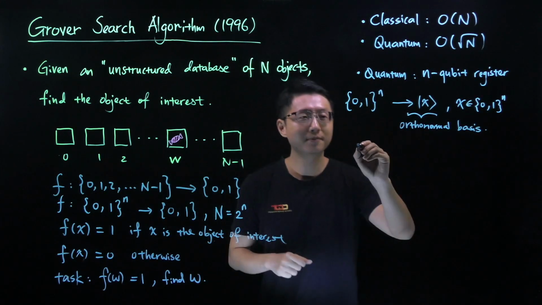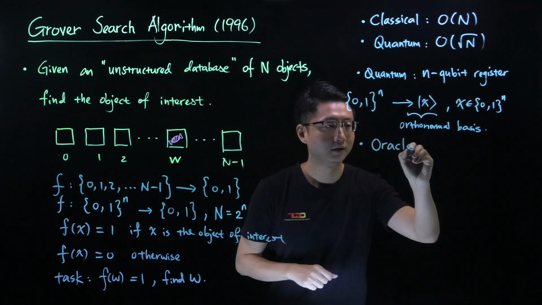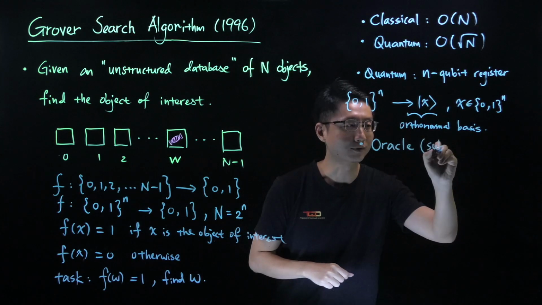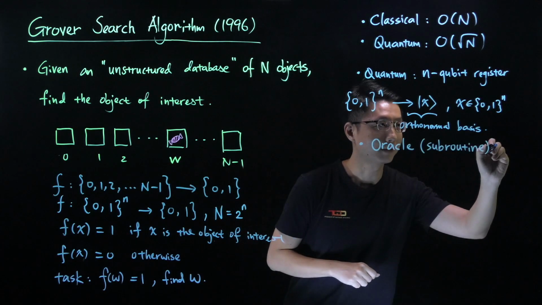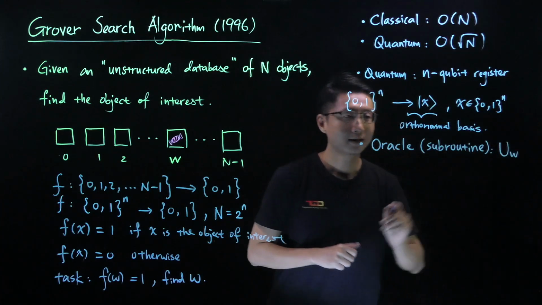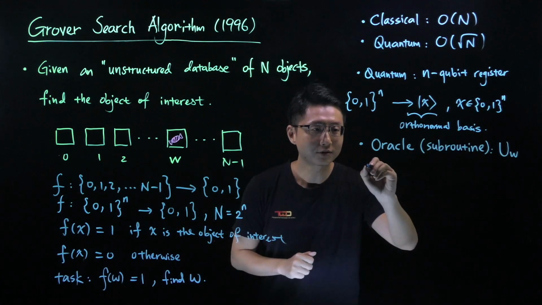We will further assume that there is an oracle, which sometimes is also called a subroutine. Let me call it U of W, that helps us to identify the object of interest. So how does it do that?